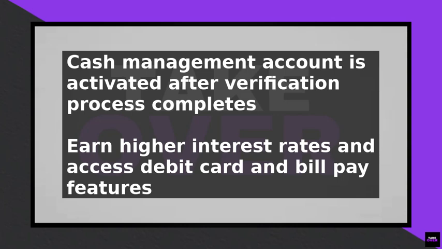In conclusion, enrolling in cash management on Webull is a straightforward process that can be completed in a few minutes. By following these steps and providing the required information, you can start earning higher interest rates on your uninvested cash and enjoy the convenience of debit card access and bill pay.